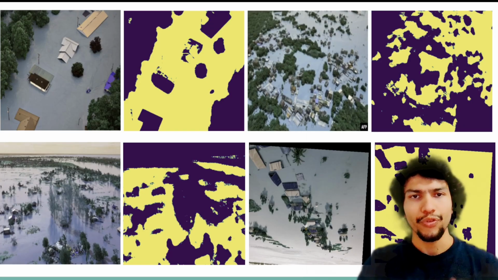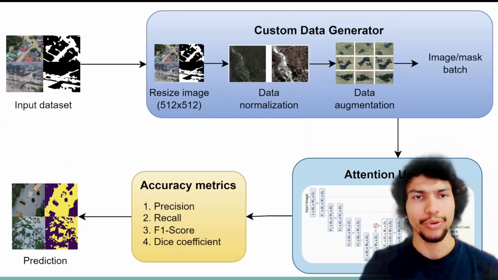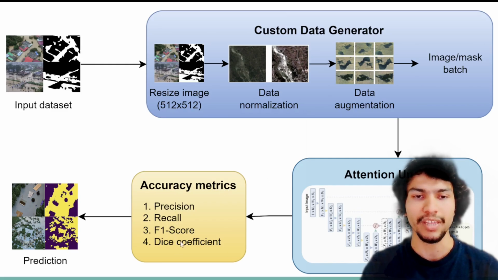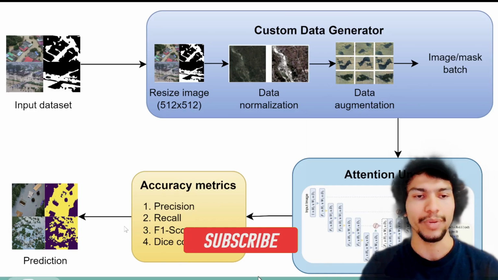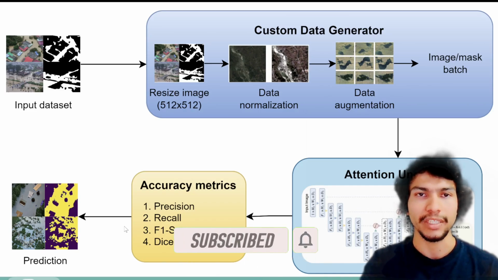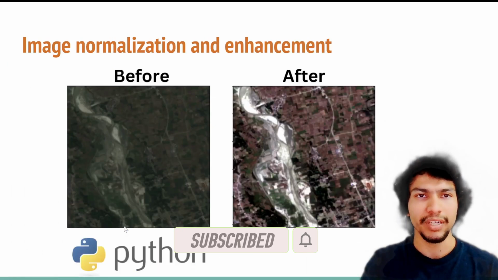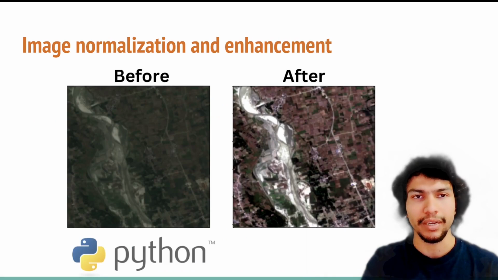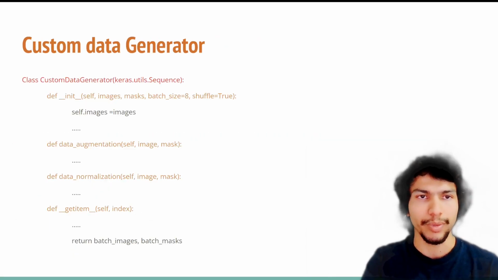All right, so before starting the tutorial, I want to show you again the methodology. We have the input dataset and we do the pre-processing and we wrote the custom data generator function, and after that we apply the attention unit, and then we measure accuracy, precision, recall, and F1 score, and then we predict the flood segmentation. And for the custom data generator, inside we already wrote the function to get the image and mask, augmentation, and then normalization, and also try to solve the memory issue.